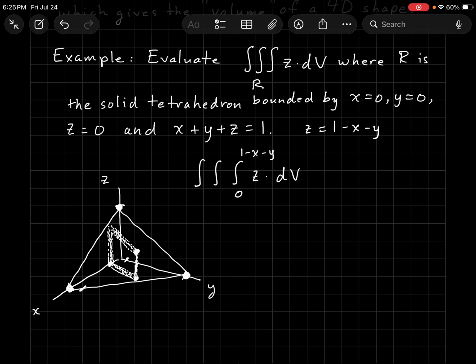Now how about the y? Let's do the y next. So if I can do the y second, notice I start at this y and go up to this y. So I start at y equals 0, and then I go to this line. What's the equation of the line? So if I look at the points in the xy plane only, I could easily find the equation of that line, and it ends up being y equals 1 minus x. So I start at y equals 0 and end at y equals 1 minus x.